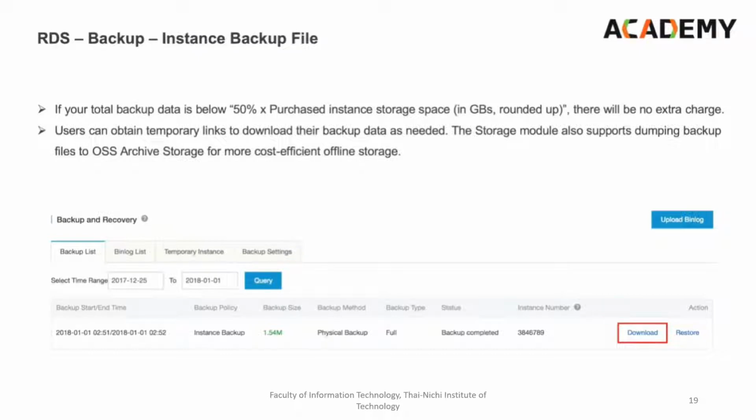So in the backup systems, we can create the backup files. If your total backup is below 50% of the purchased instance storage space, there will be no extra charge, and the users can obtain temporary links to download their backup data as needed. The storage module also supports dumping backup files to OSS archive storage for more cost-effective offline storage. We can even download the backups which we have created in this system.